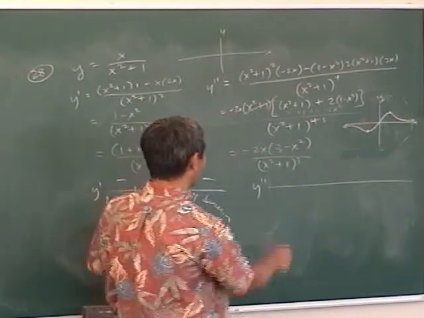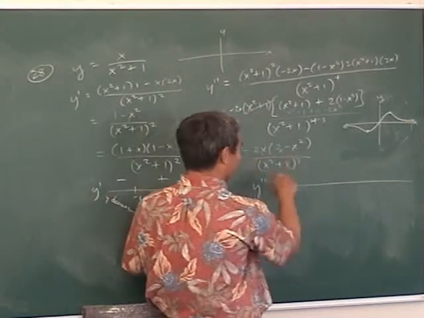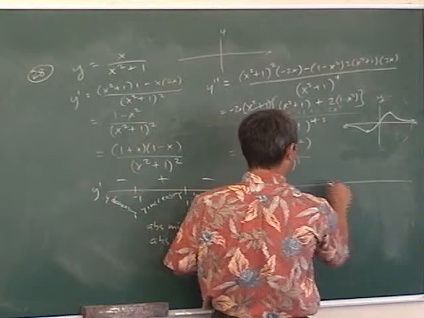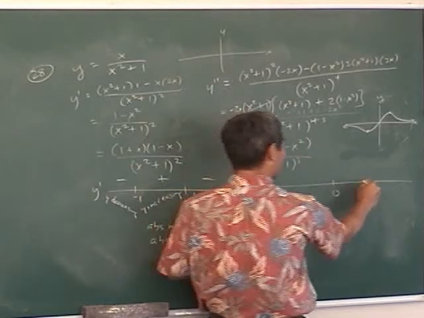What do I put on my number line? What makes the top 0? The bottom is always positive again, right? What makes the top 0? 0 and plus or minus √3.